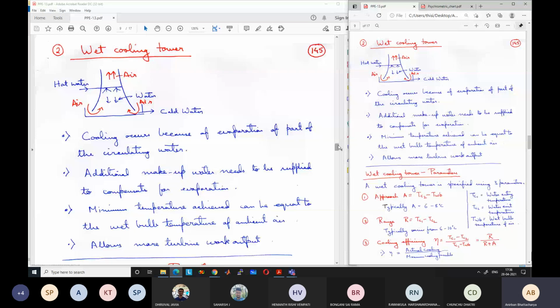Either it can come from a direct source like a natural body like lake or river, and is being continuously supplied, or we can have a cooling tower which can supply the cold water, and the same water is circulated again and again. So the cold water goes to the condenser, comes back as hot water, again is cooled in the cooling tower, again is sent back to the condenser. The change of temperature is around 8 to 10 degrees centigrade.